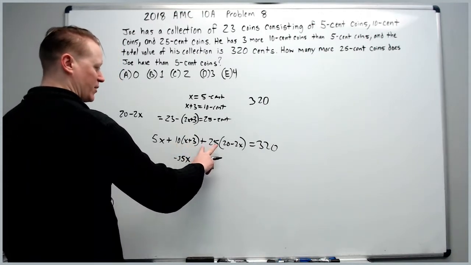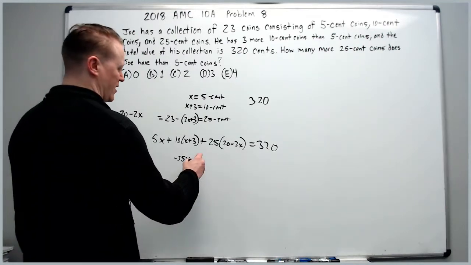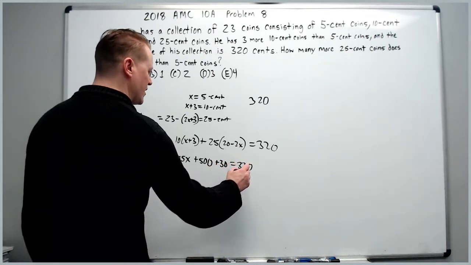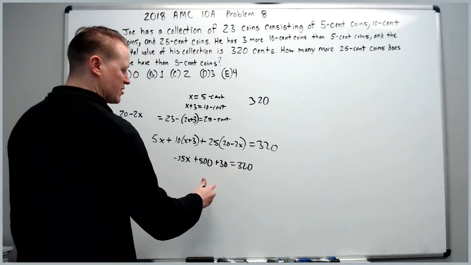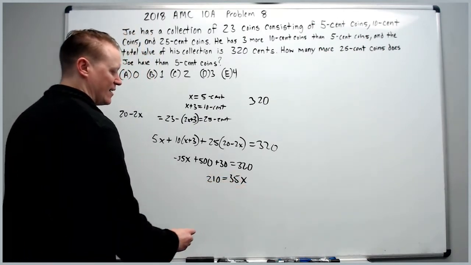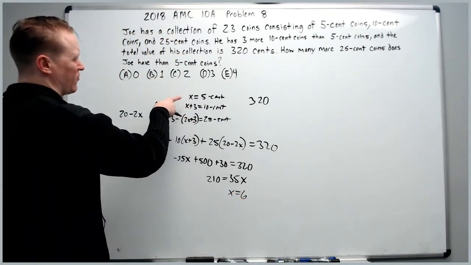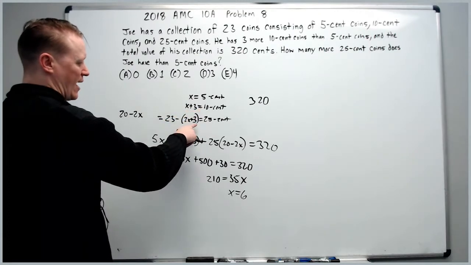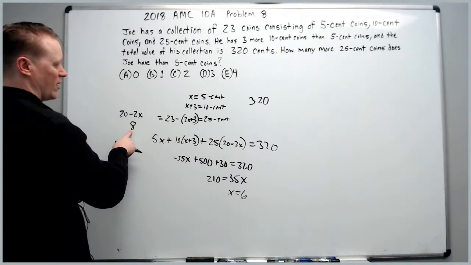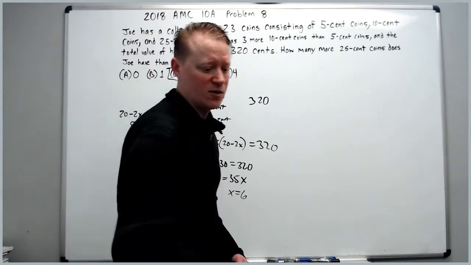I've got 30 plus 25 times 20, which is going to be 500, plus the 30 is equal to 320. So 530 minus 320 is 210 equals 35x, and x will equal 6. Okay, so now if there's 6 5-cent coins, there will be how many 25 cent? 20 minus 12 is 8. So 8 compared to 6, he has 2 more 25-cent coins.